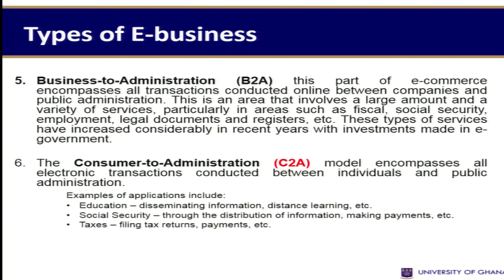Now, this type of e-commerce is very common in crowdsourcing-based projects, and this is where a large number of individuals make their service or products available for purchase for companies seeking precisely these types of services or products. Then we have what we call business to administration e-commerce. Now, this part of e-commerce encompasses all transactions conducted online between companies and public administration.